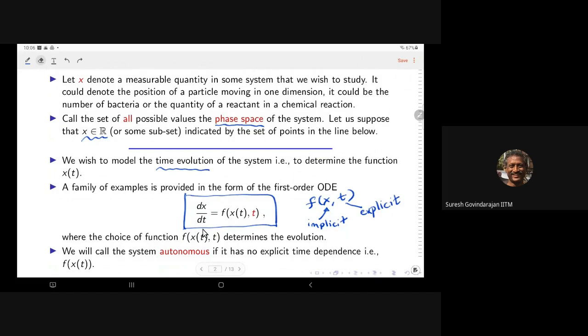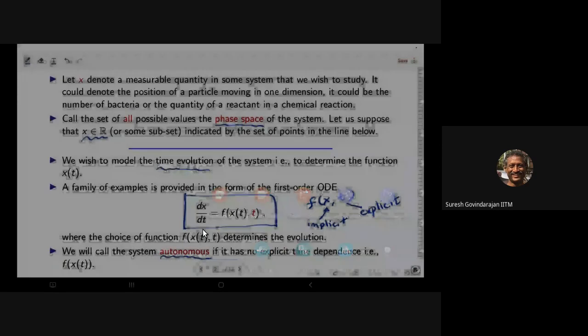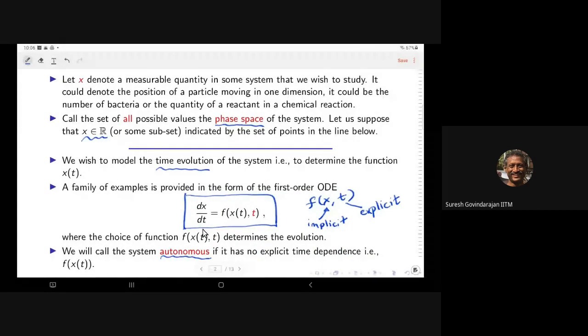So we will call a system autonomous if it has no explicit time dependence. In other words, this f of x, t in the most general form, as written here, has both explicit and implicit time dependence. A system is autonomous if it has no explicit time dependence.